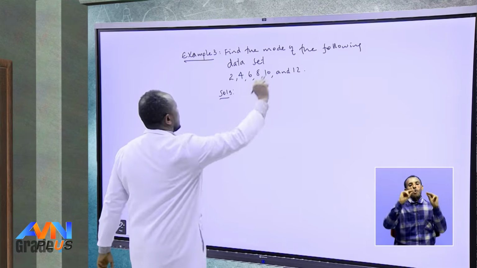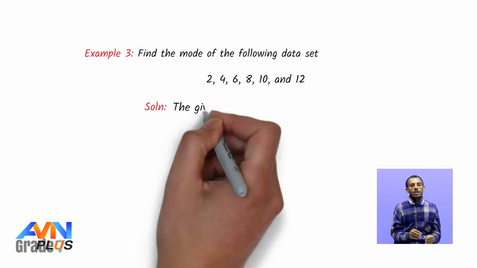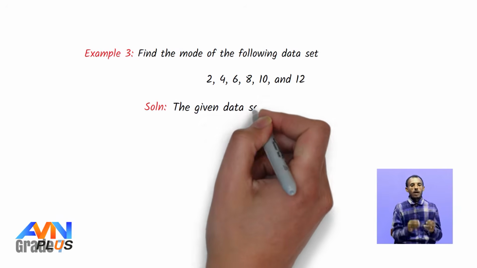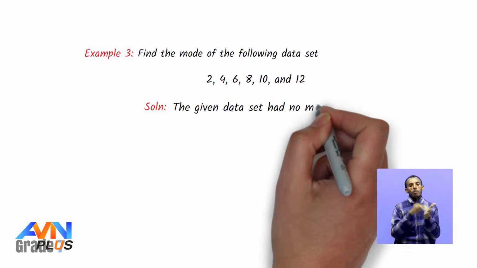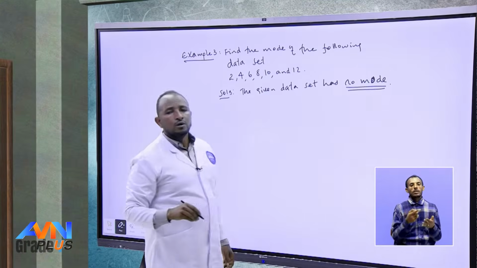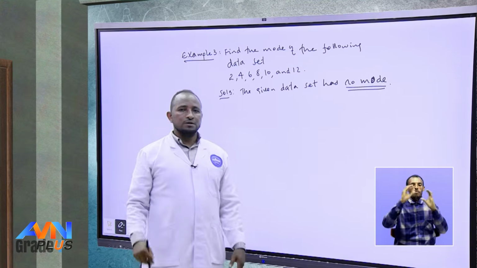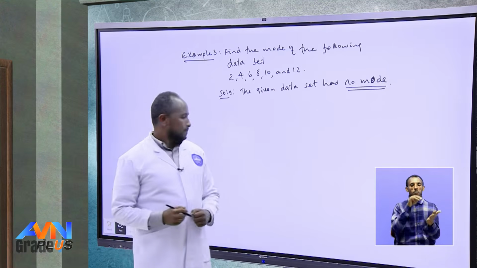Therefore, the given data set has no mode in this case. So now we'll proceed to the next part. The next part is about the median of a given data set.